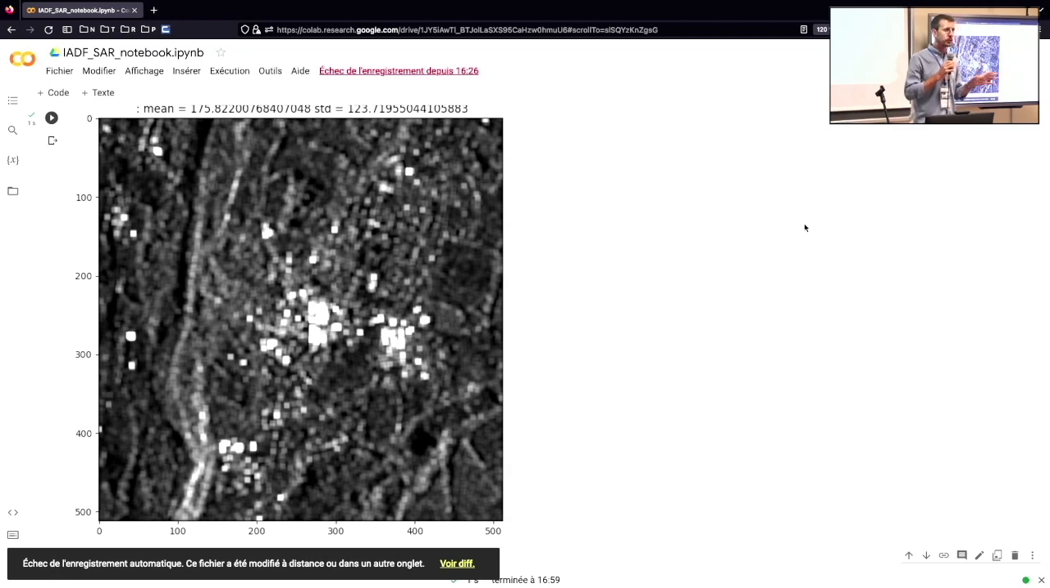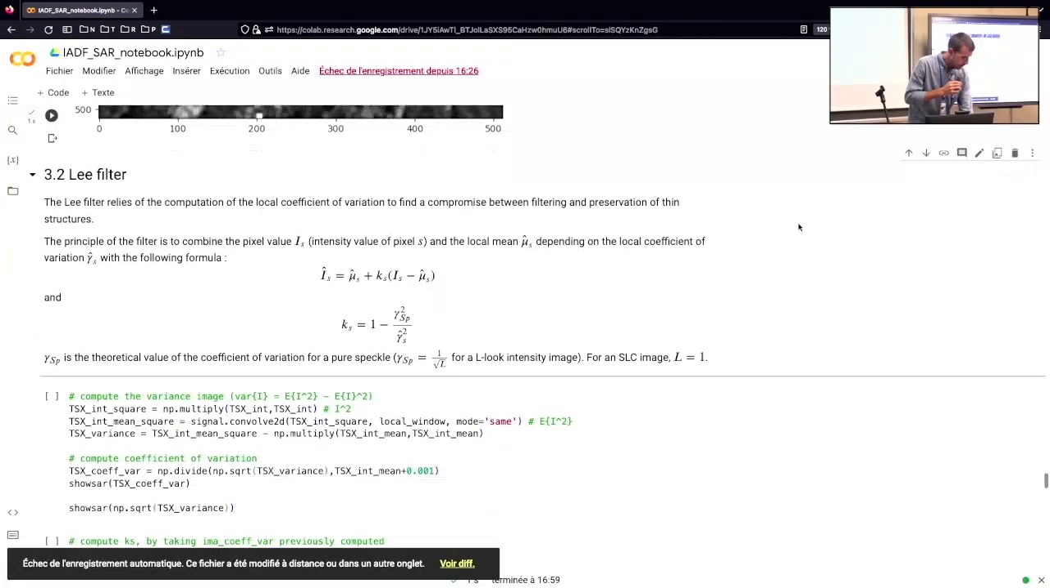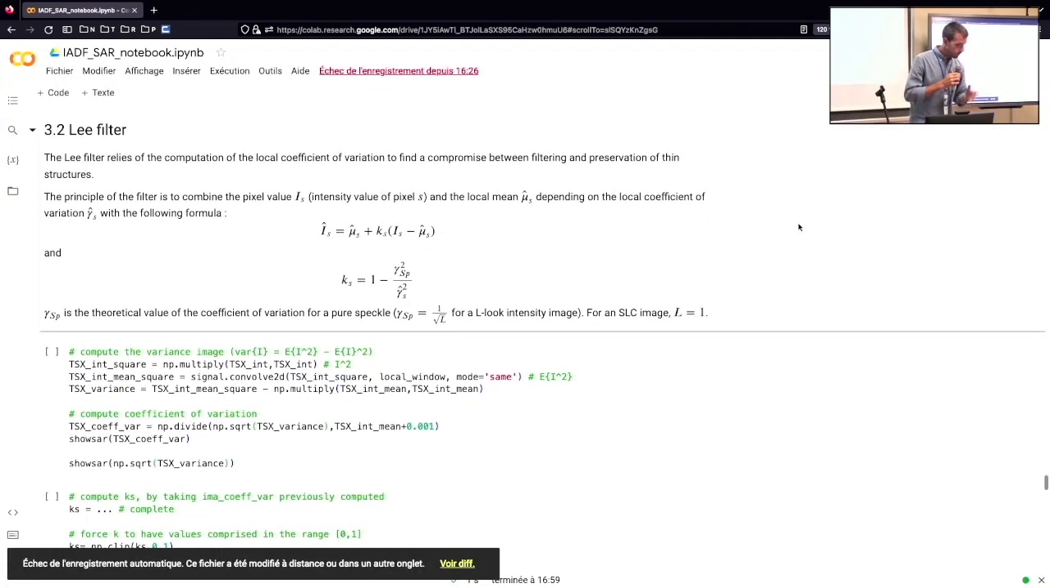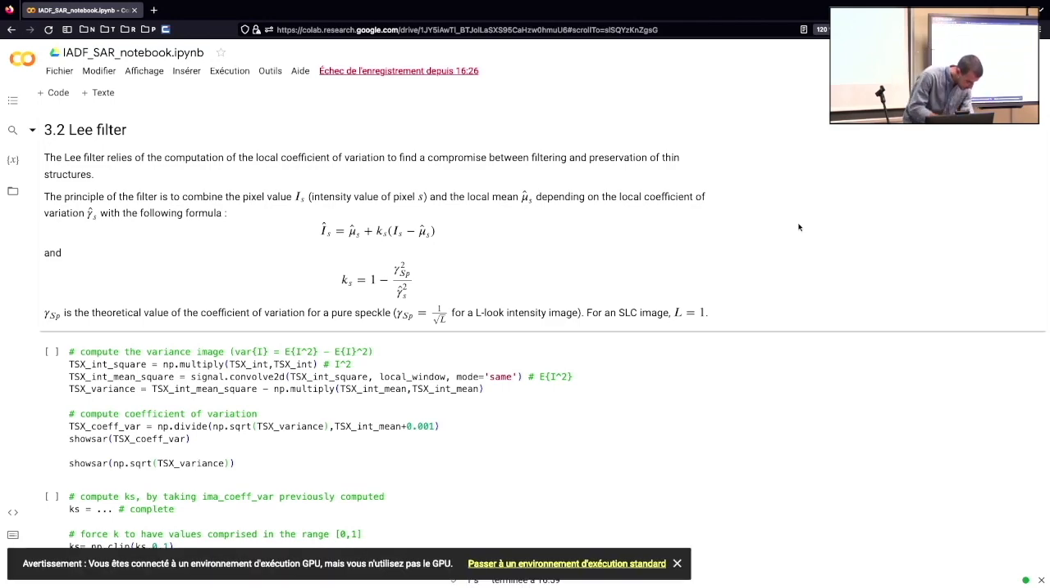One way to improve this simple filter is to take into account the coefficient of variation that we have computed before, which is an indicator of the homogeneity of the scene. This is the Lee filter, which is, well, quite famous. It's one of the first filters that was proposed to suppress speckle from SAR images.